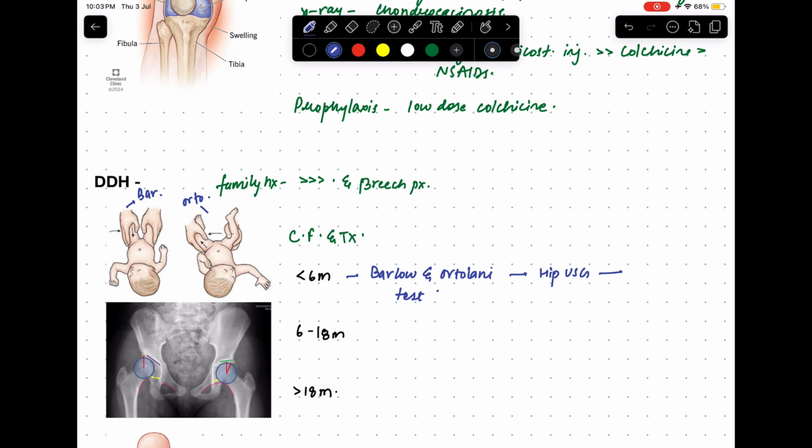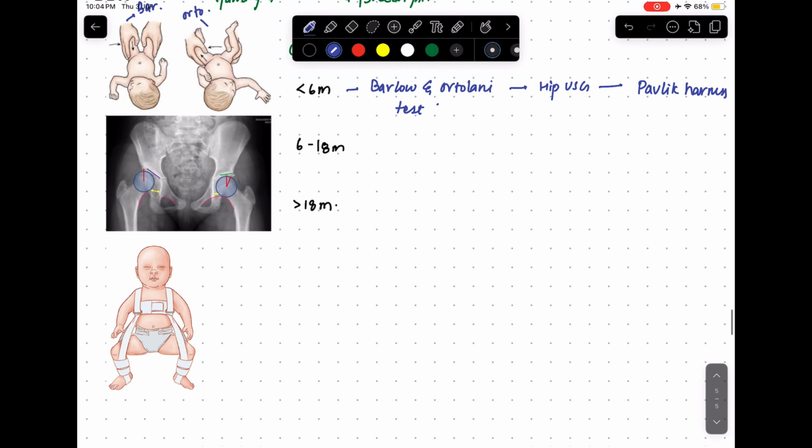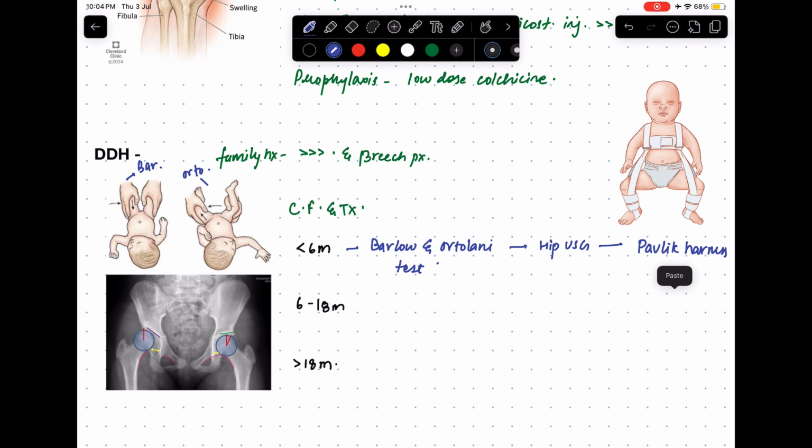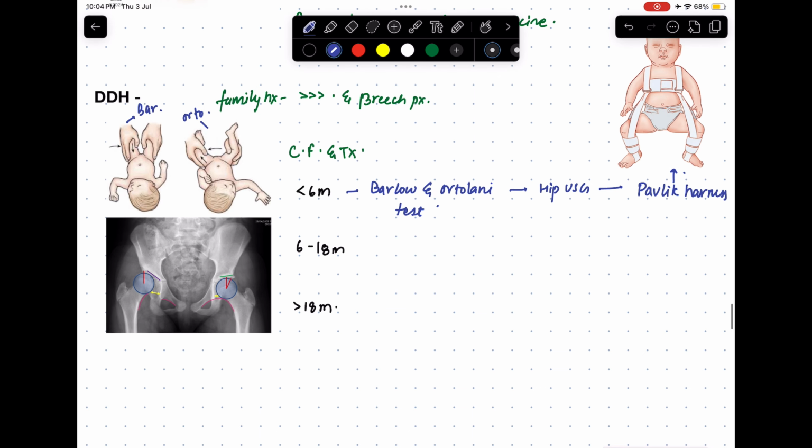And then for the treatment in this time frame, we use the Pavlik harness, and I have attached a photo of it. Yes, this is the photo. That is the Pavlik harness. This is for less than 6 months.